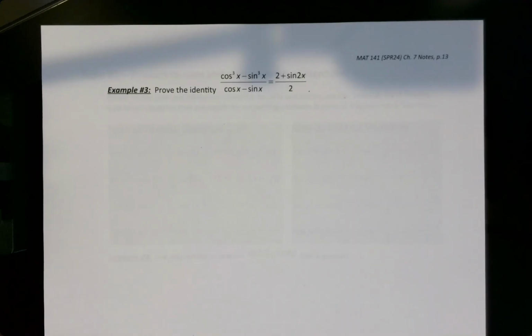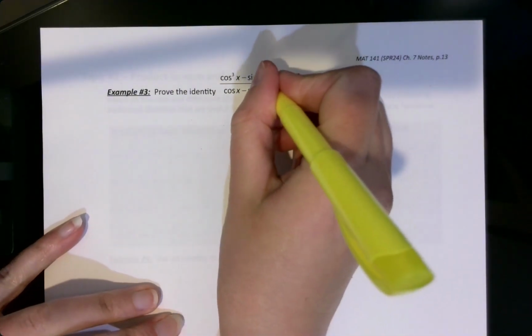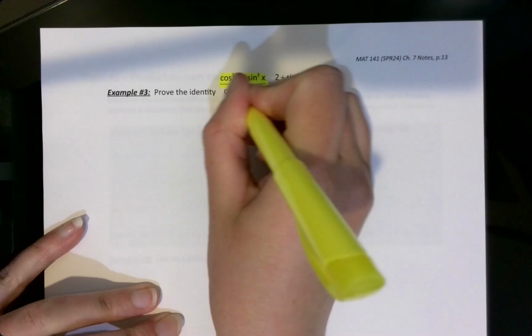Okay, let's try another one. Ooh, we've got a whole page. Excellent. So example 3, we need to prove the identity. Well, there's a lot going on here, but I can tell that the side that is more complicated is the left-hand side. So I'm going to try to work through that side. It's got powers, it's got subtractions, it's got a lot more functions than the right-hand side.